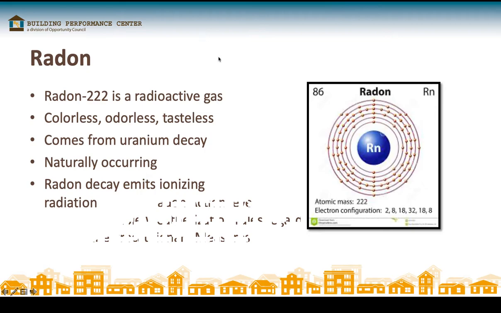So radon, known as Radon 222, is a radioactive gas. It's colorless, odorless, and tasteless. It comes from uranium decay. It's naturally occurring. It's found all over the world. And radon can decay and emit ionizing radiation. Therefore, it could be harmful to us.